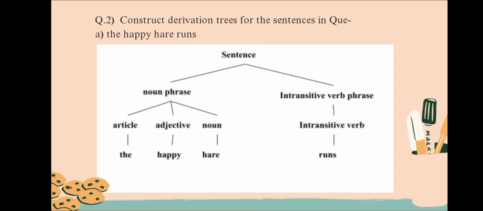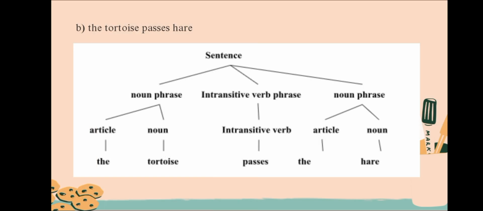right hand side node. Second, the tortoise passes the hare. The derivation tree of the tortoise passes the hare. In this derivation tree, we have three nodes: noun phrase, transitive verb phrase, and noun phrase. In the noun phrase, we have article and noun. In this sentence, the article is the, and the noun is tortoise, and the transitive verb in this sentence is passes. And in the noun phrase we have article and noun. In this sentence the article and noun are the and hare.